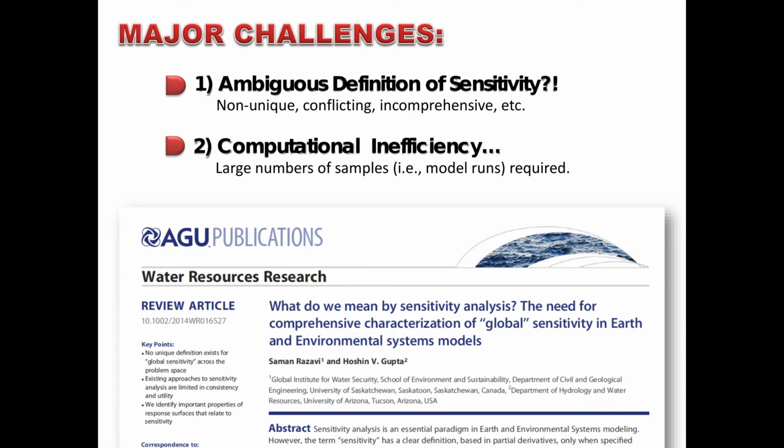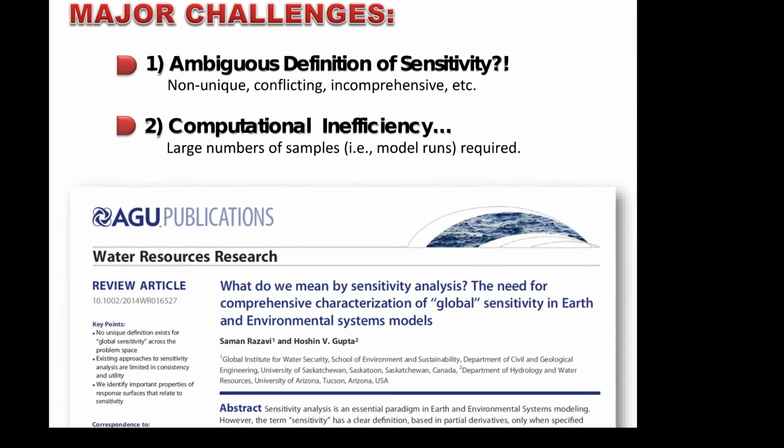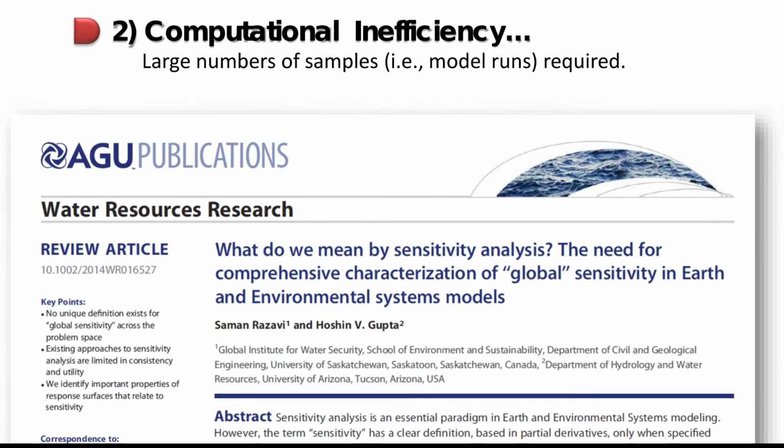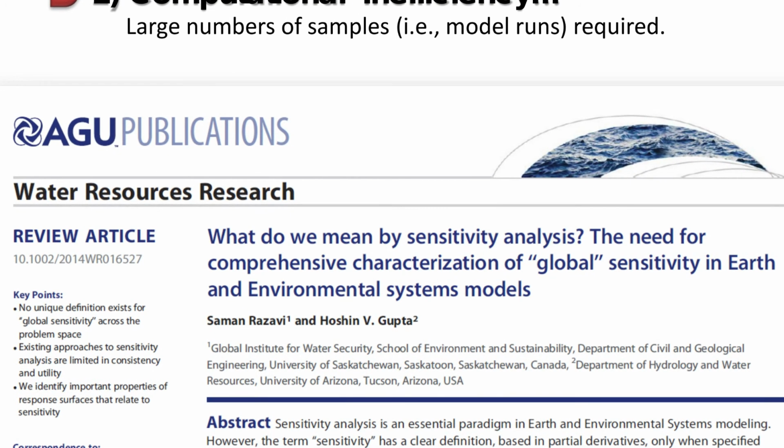And the second one is computational inefficiency, meaning you need to run your model many times to converge, to get a stable, robust assessment of sensitivity. And in some real-world applications, models are computationally intensive, and this kind of practice might be computationally prohibitive. So this is the discussion in this paper published 2 years ago, I guess, in WRR with Hoshin Gupta. And what do we mean by sensitivity analysis? Where do we look into these kinds of issues?